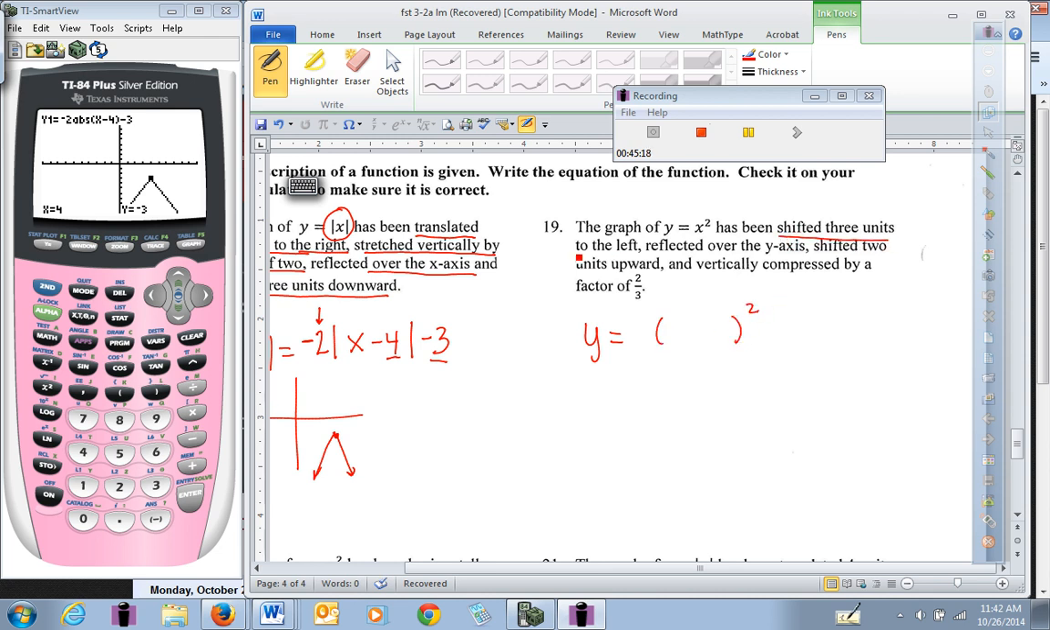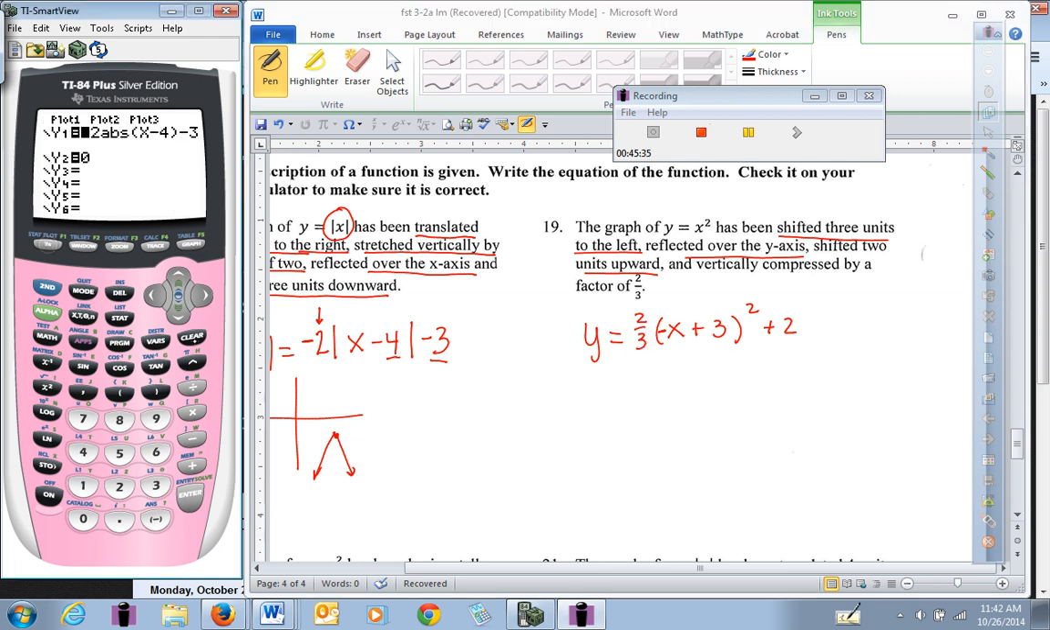It's going to be shifted 3 units to the left, so that's x plus 3. Reflected over the y-axis, so ooh, that has to have a negative sign inside there. Shifted 2 units upward, vertically compressed by 2/3. Okay, well let's see if that happens over here.